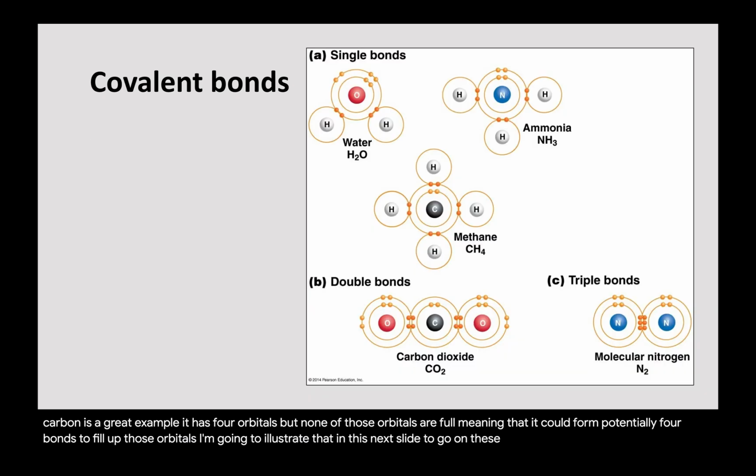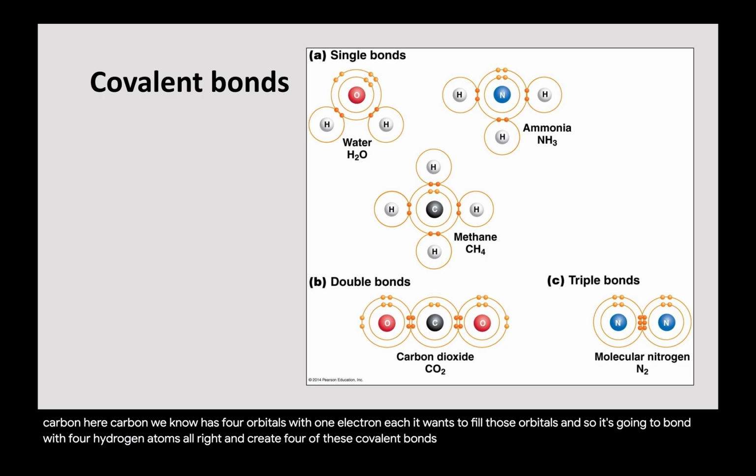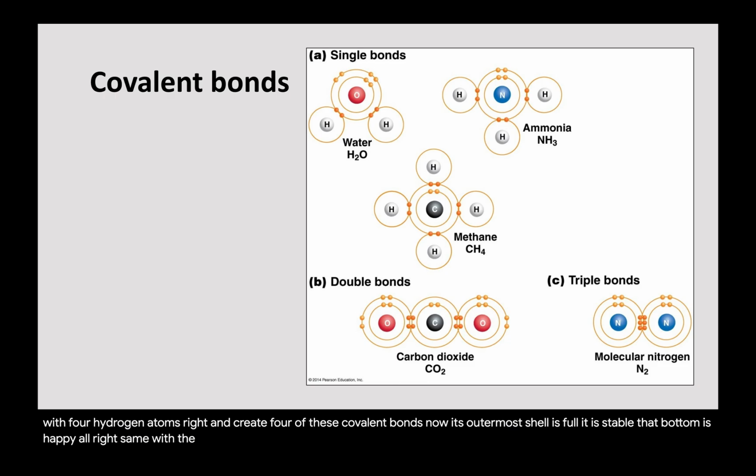So on these covalent bonds, I'm going to stick with carbon here. Carbon, we know, has 4 orbitals with 1 electron in each. Right? It wants to fill those orbitals, and so it's going to bond with 4 hydrogen atoms and create 4 of these covalent bonds. Now its outermost shell is full, it is stable, that atom is happy. Same with the hydrogen atoms. Outermost shell is full, they are happy, they are satisfied.